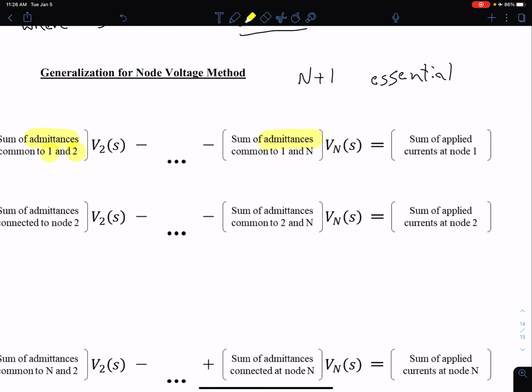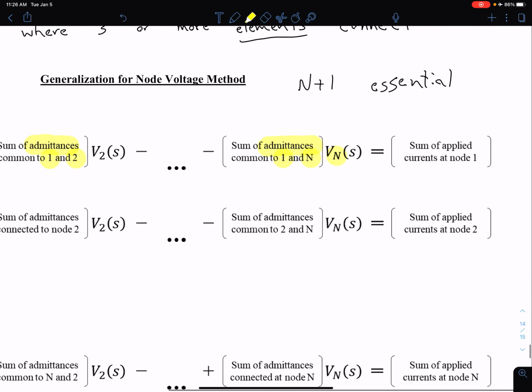Now if we're looking at node n, we're looking at any admittances connected between node 1 and node n, and that's being multiplied by V sub n. So we have all of that, and we set that equal to the sum of the applied currents. Note we have to have applied currents at some node. If we have voltage sources in our circuit, we can't account for them with this generalized equation, and I'm going to come back and talk about a couple techniques to get around that in a later video.